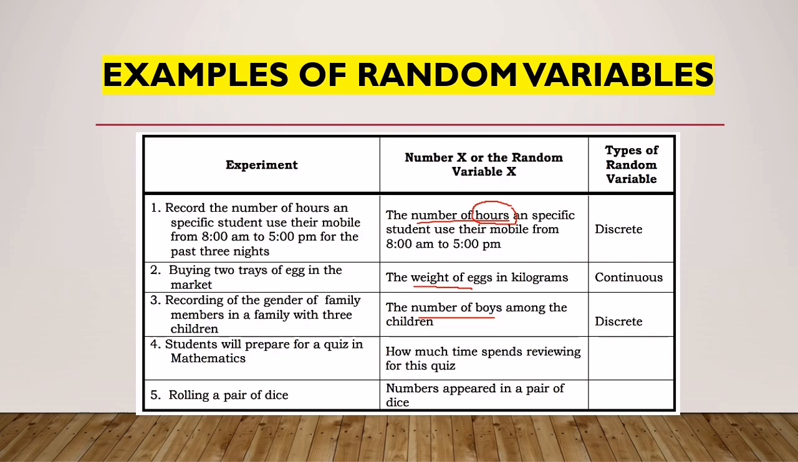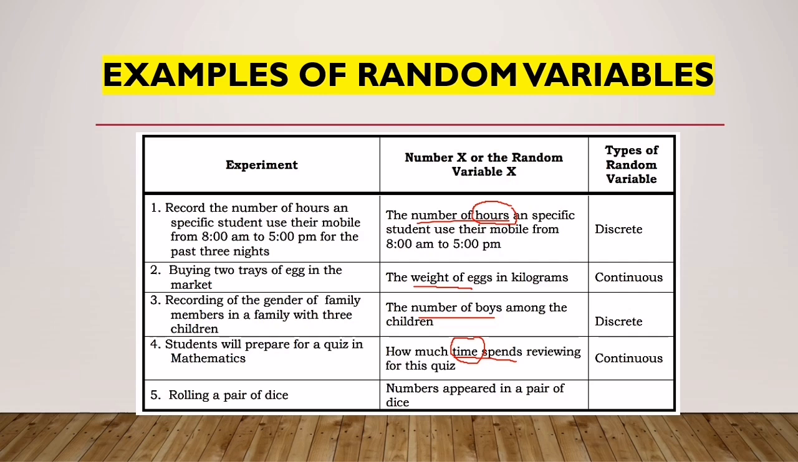Next, students will prepare for a quiz in mathematics. The random variable here is the time, the time spent reviewing for this quiz. So this is continuous. Again, take note, time is different from hours. If it is specified, then we can count them as whole numbers. But if it's not, like the time, because time you can have 1 hour and 25 minutes and 30 seconds and 4 milliseconds and so on and so forth.